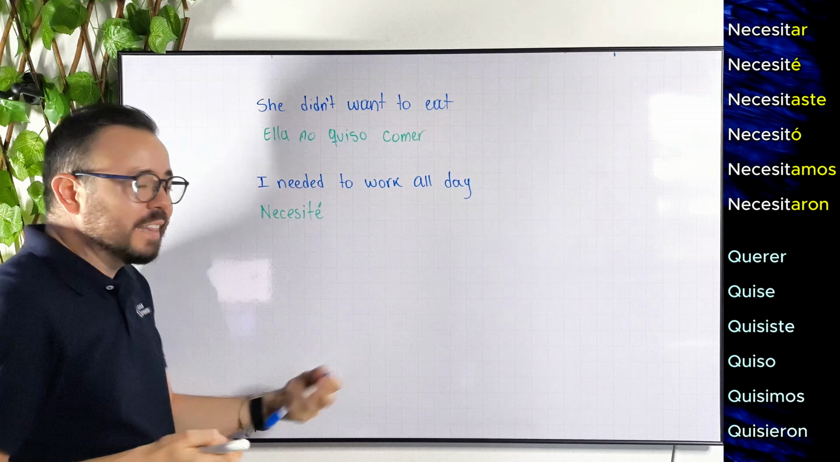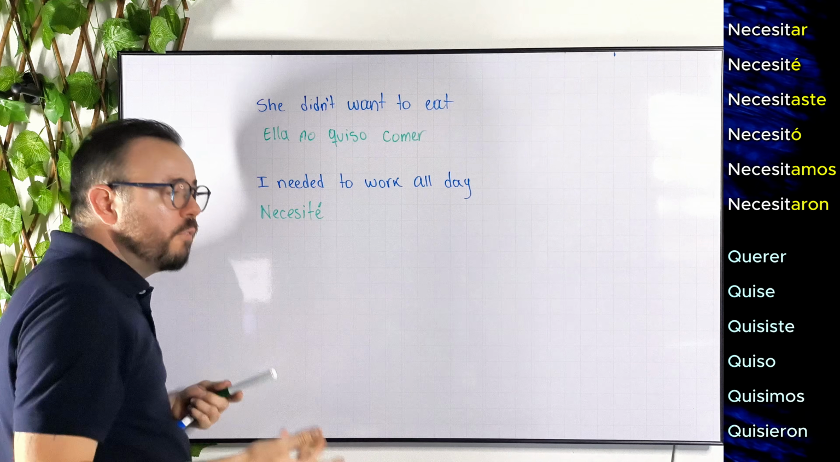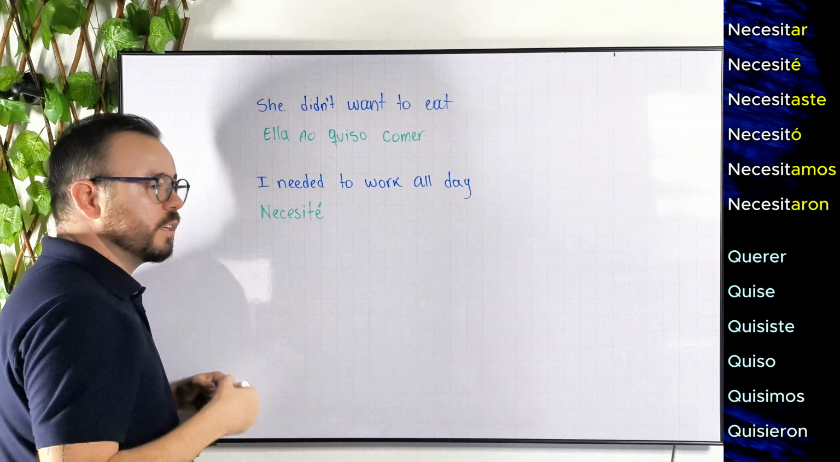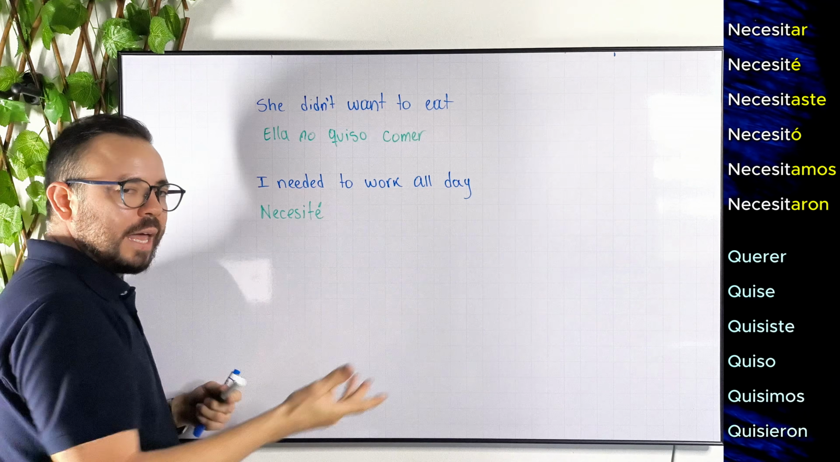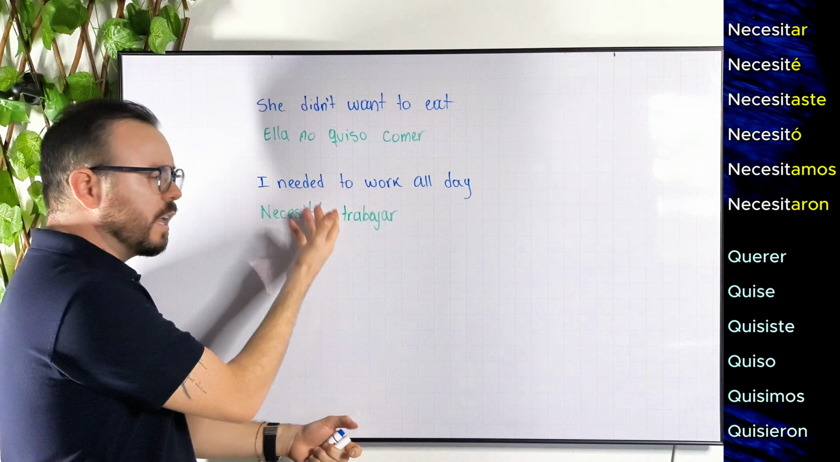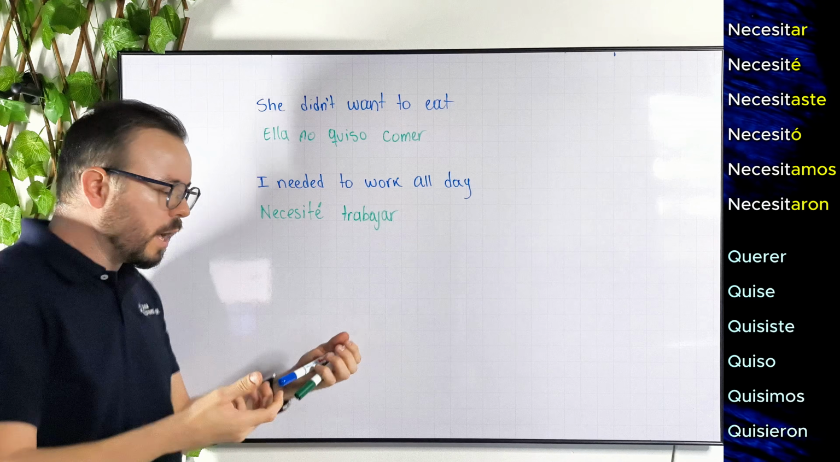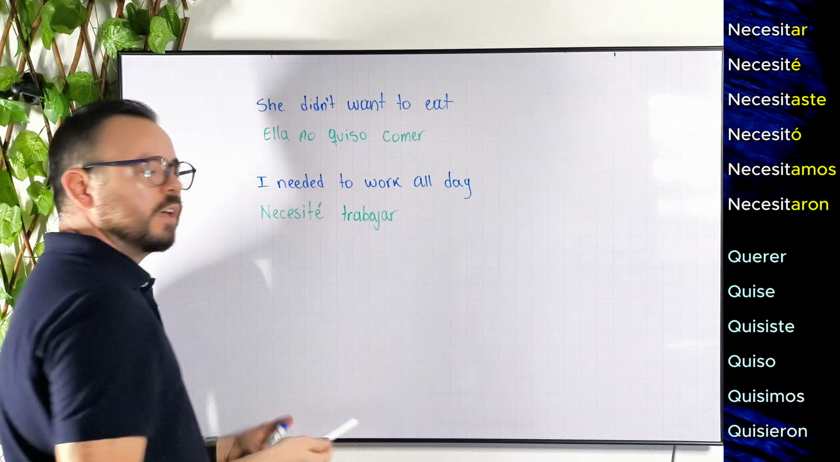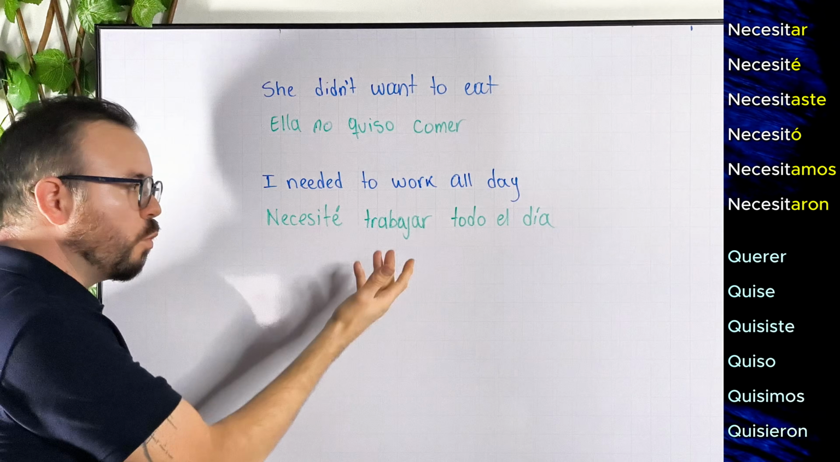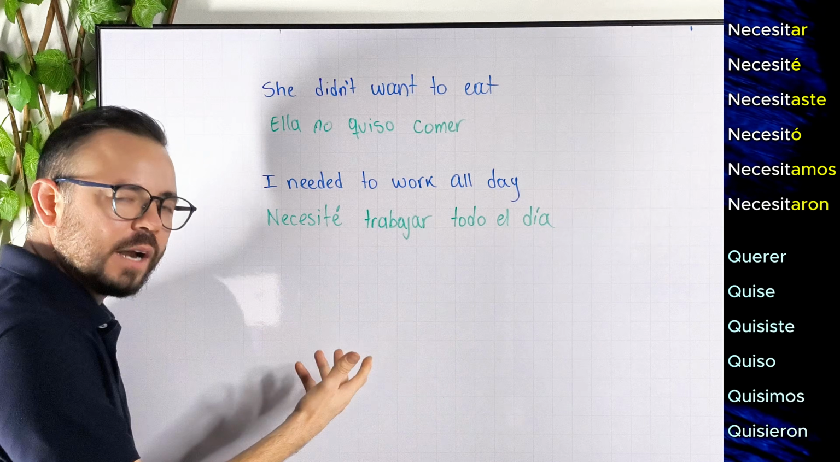I don't need to think about endings because this one has to be infinitive form because this one is already conjugated. That's why using these verbs is easier than just conjugating normal verbs, okay? So let's say trabajar, okay? So far we have I needed to work or necesité trabajar. That's it. Now, how do you guys say all day? It's just todo el día, and that's it. So I needed to work all day is just necesité trabajar todo el día.